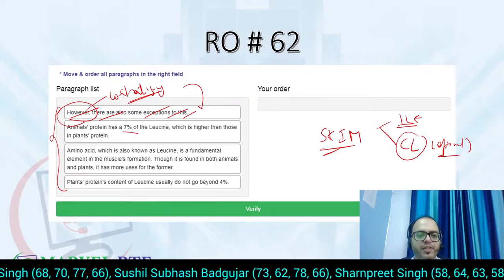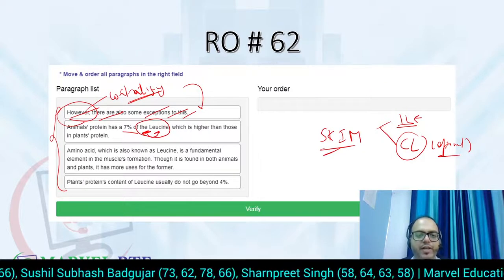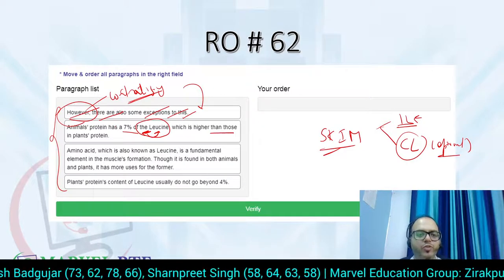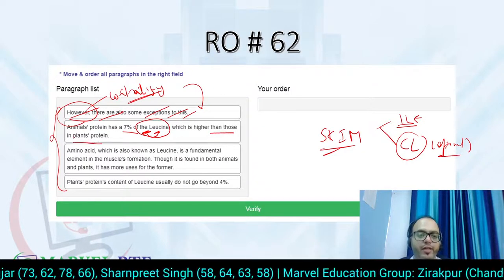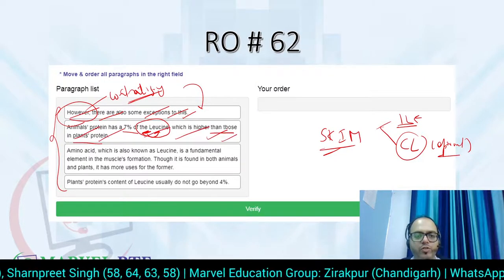Animals protein has a 7% of the leucine. The leucine is mentioned here. It means that leucine must already be described somewhere, which is higher than those in plants protein. So if this is already defined somewhere, this cannot be your independent line also.